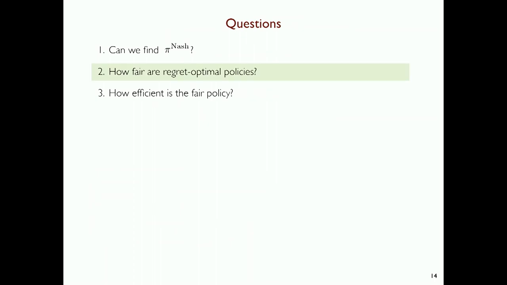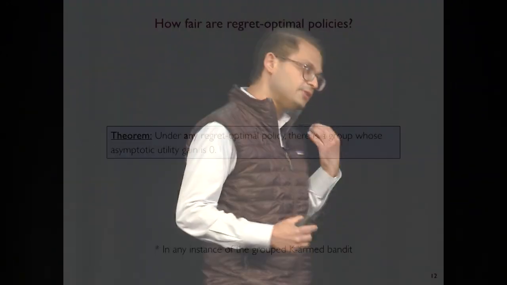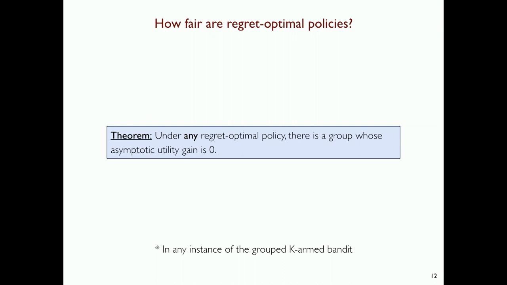So how fair are regret optimal policies? Basically, I set up a platform trial. I ignore issues of fairness. I just run the trial. Could we see outcomes that don't look so good? The rough answer is yes. There's plenty of empirical evidence of this, but there's also very pretty theoretical evidence of this as well.